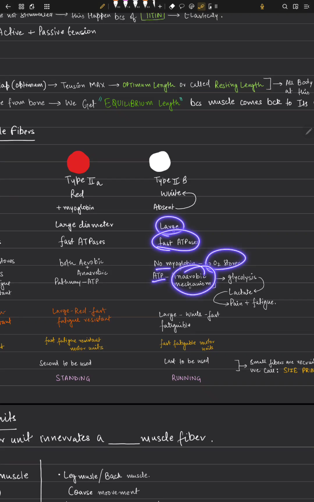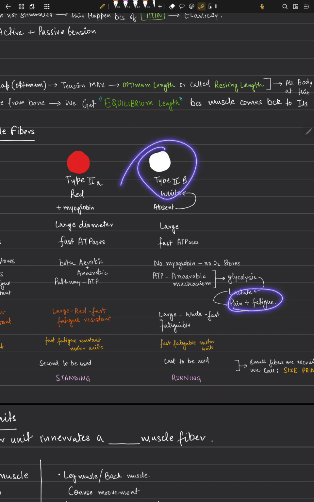ATP anaerobic. So what happens is that when there are no O2 stores, the anaerobic mechanism for ATP synthesis works, and glycolysis happens, and then there is lactate formation, and that's why we have pain and fatigue. So the guys who cannot work out for a long time and say their muscle hurts, the hurting is because of this kind of muscle. It's large, white, fast, fatigable. Of course, fatigable, that's very important.